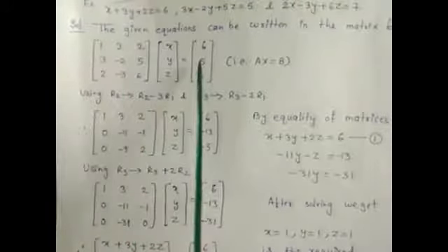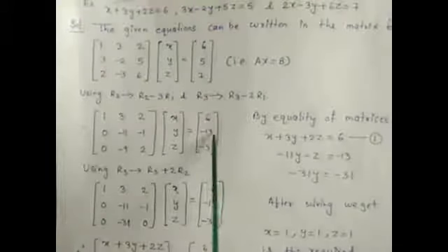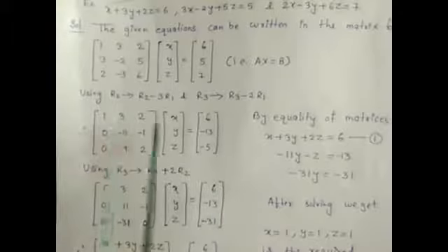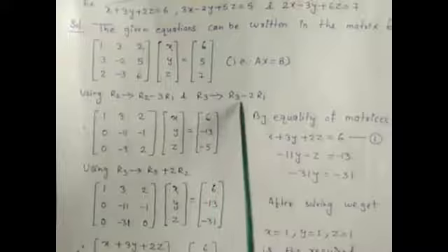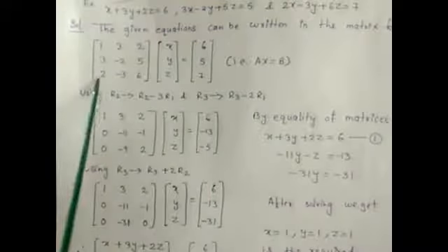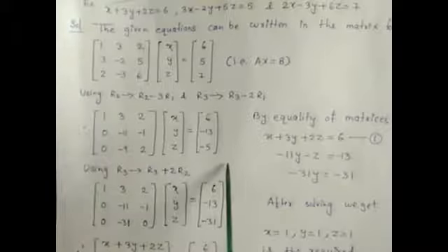Similarly on the right hand side matrix, 5 minus 3 times 6, that is 18. 5 minus 18 is minus 13. Okay, in the same step I am doing this one: R3 changes to R3 minus 2 times R1. You just do the calculation, you will get this answer.